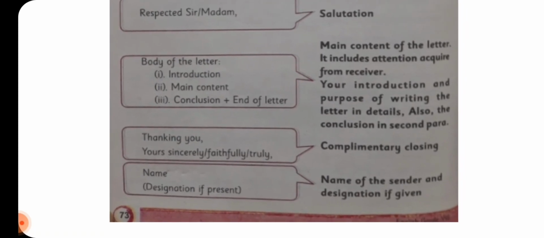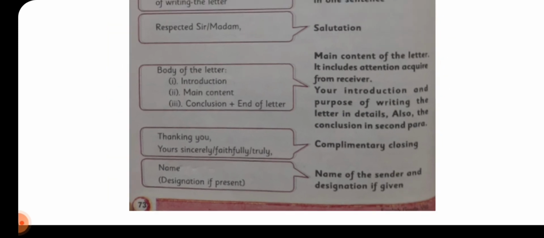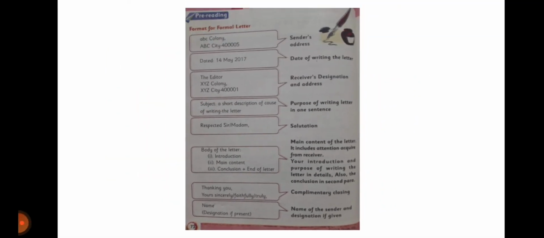Then if you say thanking you or yours sincerely as your complimentary endings, you put a comma there. But you have to keep in mind that yours never goes with an apostrophe. You always have to be very careful of this: when you write yours sincerely, the S in yours does not go with an apostrophe. Then you put a comma and then your name. So this was the pattern of a formal letter.